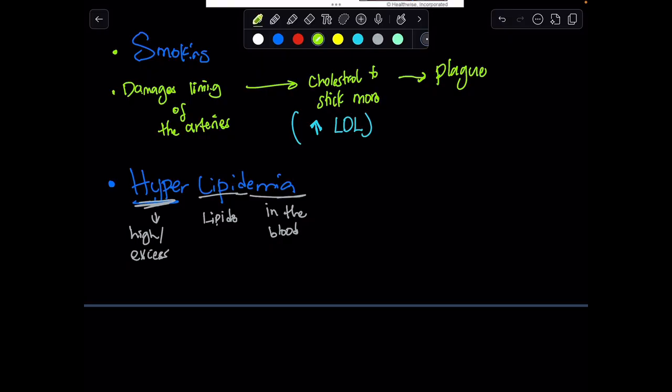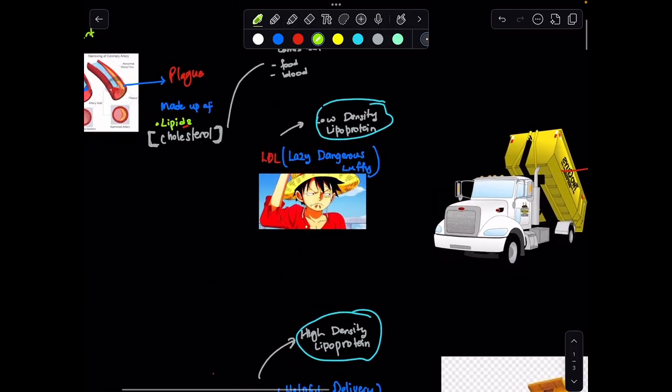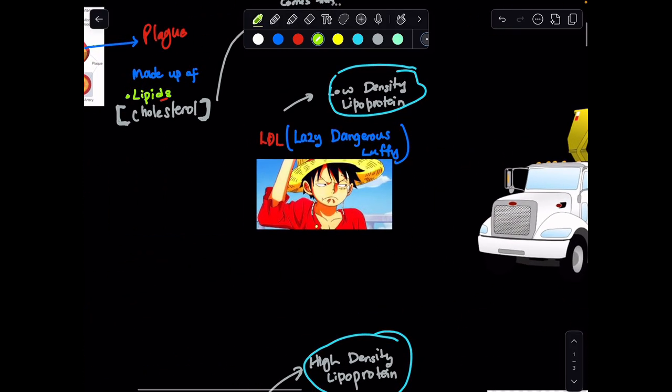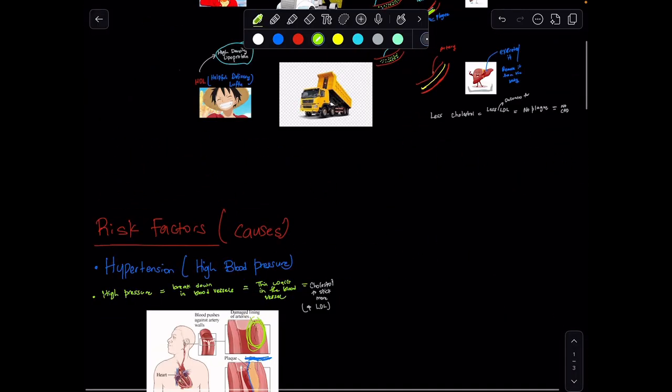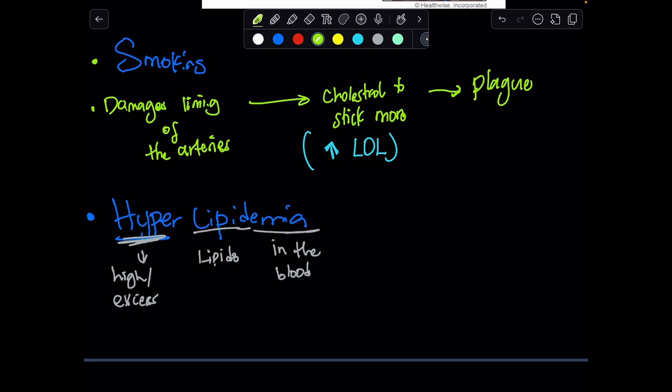Remember I was telling you about cholesterol up here? And remember I was also talking about lipids? This is how. Lipids, cholesterol. So if we have high cholesterol in the blood, what does that mean? Plaque formation. It's simple. So high cholesterol equals increased plaque. It is simple, but it's not that simple.